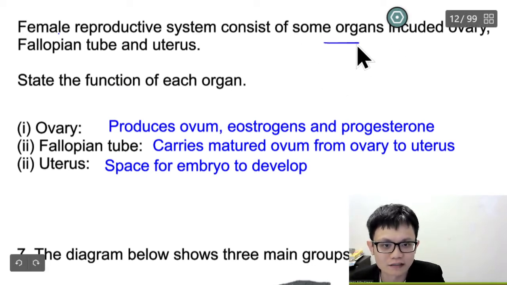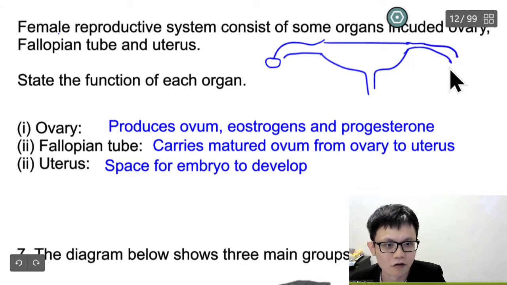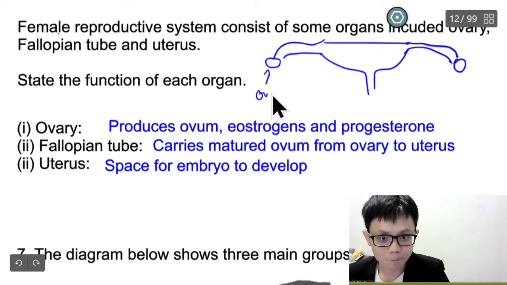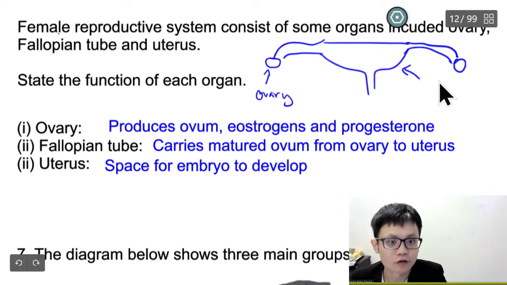If I want to draw it, it is something like this, so I'm very good with drawing. So there's a tube to the ovary here, and there's another tube to the ovary over here. So this part is called the ovary, and the bigger part here is called the uterus. Okay, this whole part, I just highlight it.